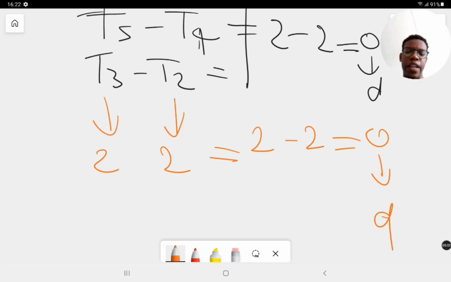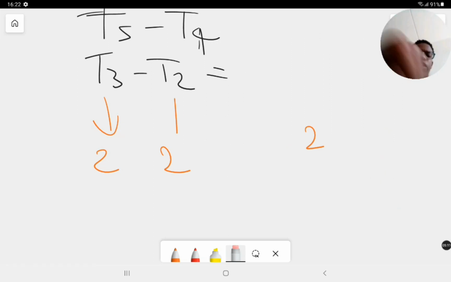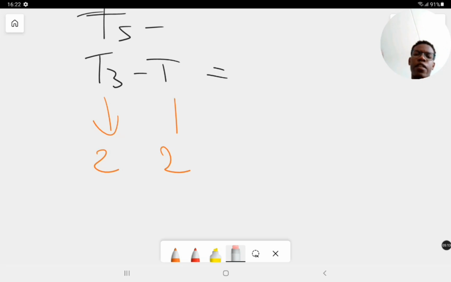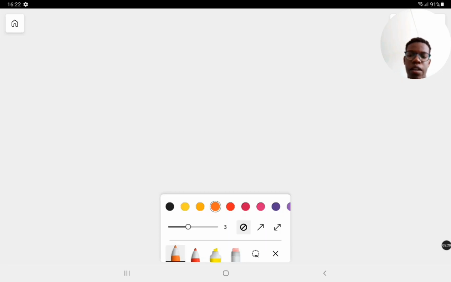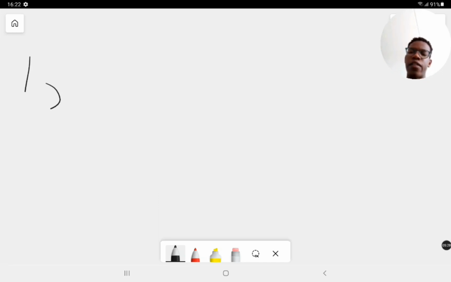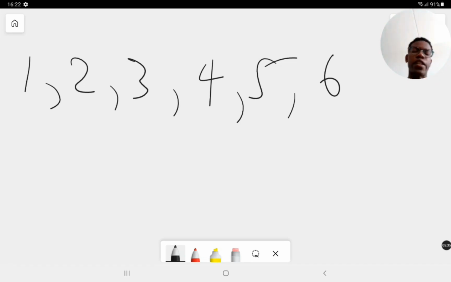Okay, so now let's look at a second, different pattern or sequence. Let me just remove all of this so that we can look at a different pattern. Now let's look at another simple pattern. Let's say I've got 1, I've got 2, I've got 3. This is a pattern. I've got 4, I've got 5. It's a sequence, and I've got 6.